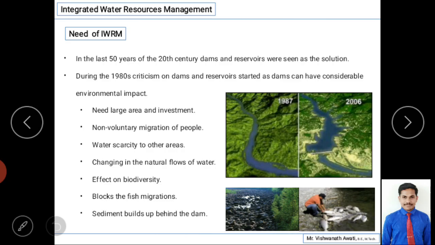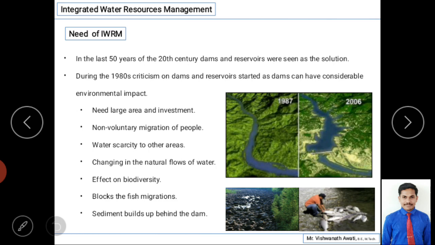Then there is sedimentation at the dam, and even sediment will be lost at the downstream. It may cause quick releasing of water, which may cause quick erosion, right? These are some of the problems due to the construction activity of dams, but these are impacts we can overcome with the help of integrated water resource management. So we'll see how we overcome these problems, one by one.